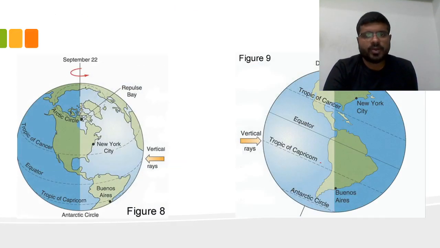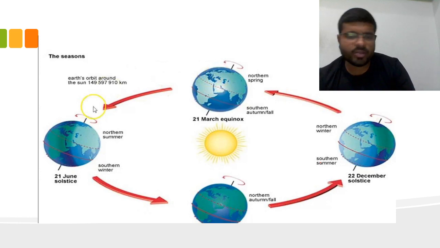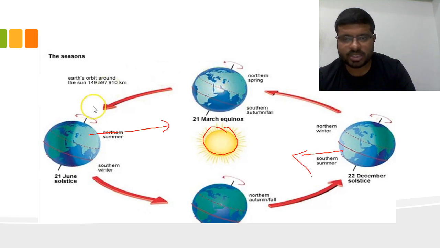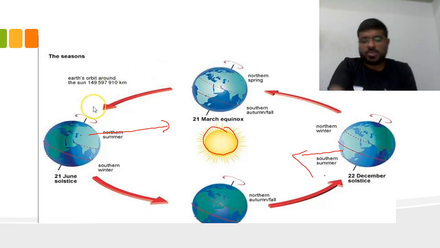You can see that this is figure 9, December 21st, the Antarctic circle that is facing towards the sun. You can see these 4 diagrams in this chapter, in this place. Why are you finding these variations? Because the sun is located here, and you are finding that the northern hemisphere is facing the sun here, and the southern hemisphere is facing the sun here. Because of which you are finding these variations. I hope these concepts are clearer.